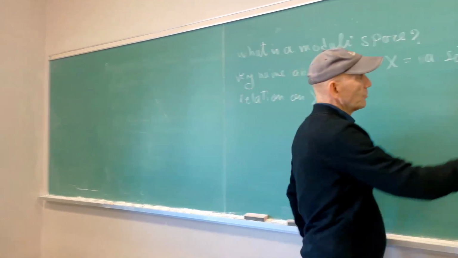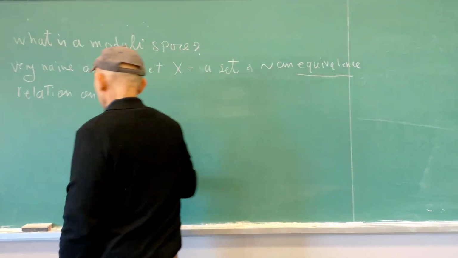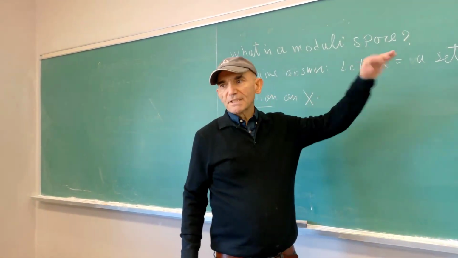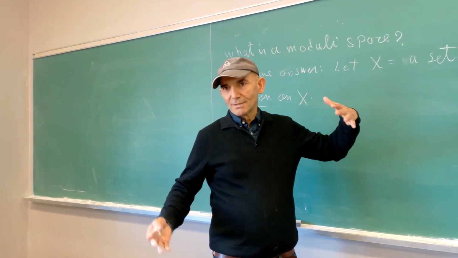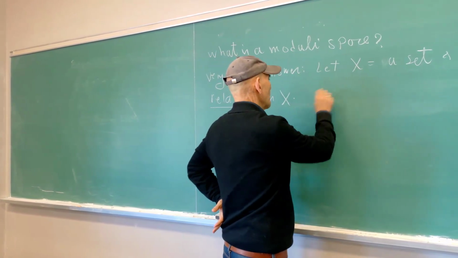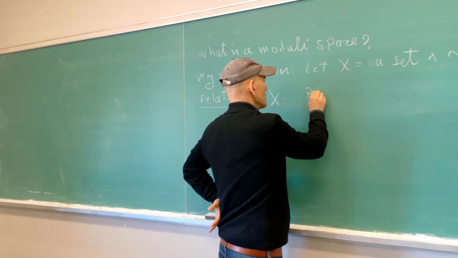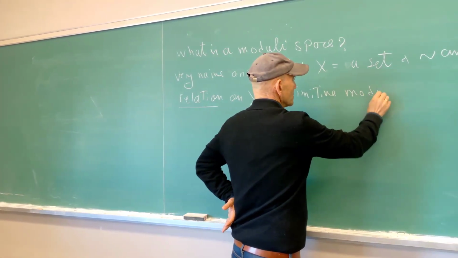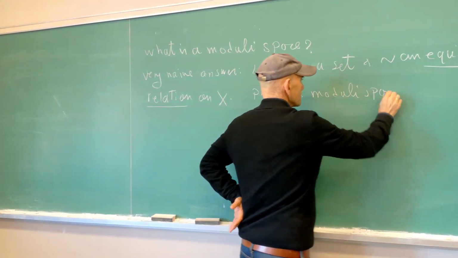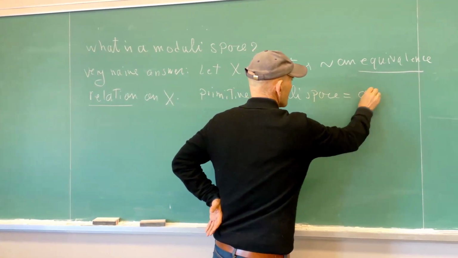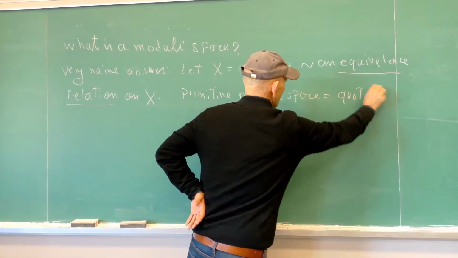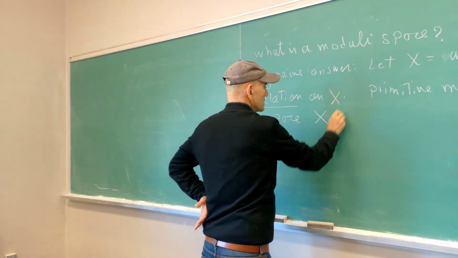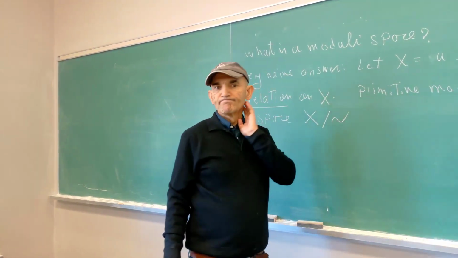So I emphasize this is an equivalence relation. So as you know, the definition on X. Then very often we are not interested in X, but we are interested in the quotient space. So then kind of a primitive notion is moduli space, which is this quotient space, X divided by this equivalence relation.